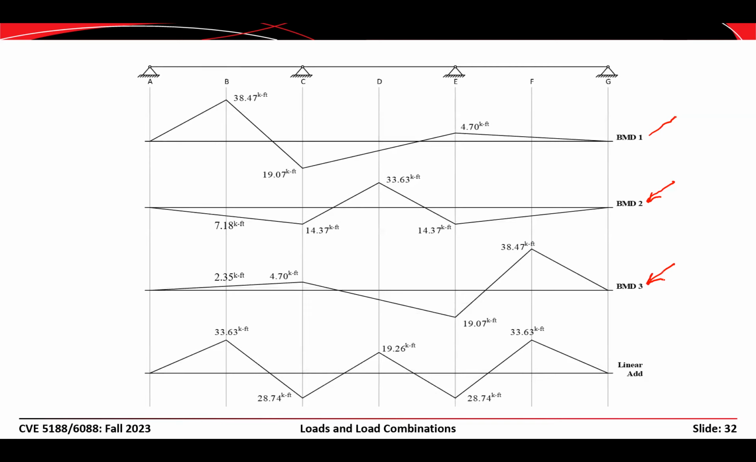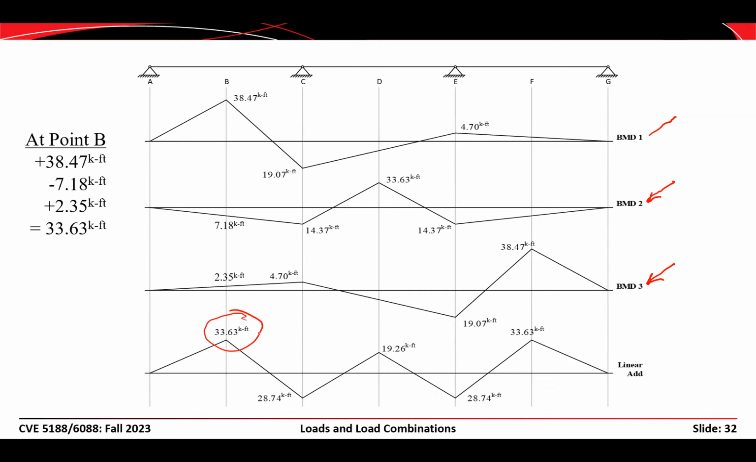And so note that in some cases we have a negative bending moment and a positive bending moment. So if we look at the bending moment that results at point B, what's going to happen is it's going to come in using load factors of one. It's going to take positive 38.47 from bending moment diagram one, and it's going to add a negative 7.18 kip feet from bending moment diagram number two, and then it's going to add a positive 2.35 kip feet from bending moment diagram number three. And so the result is that we get 33.63 kip feet at that point.